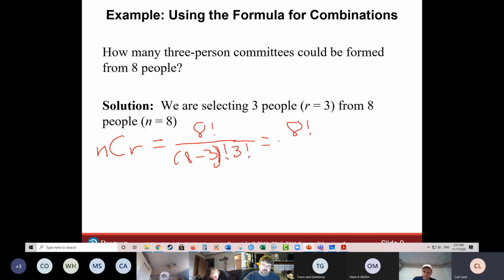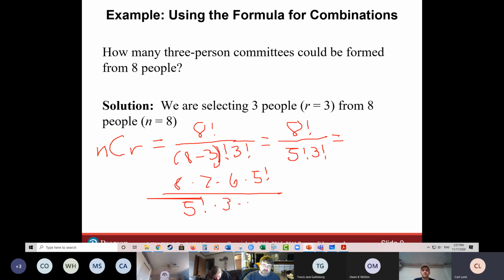So that's going to be 8 factorial over 5 factorial times 3 factorial. So that's going to be 8 times 7 times 6 times 5 factorial over 5 factorial times 3 times 2 times 1. And so this we can cancel pretty easily here. This isn't bad. 5 factorial, of course, cancels, and then 3 times 2 are 6. So we get 8 times 7 is 56. There are 56 committees that could be formed.